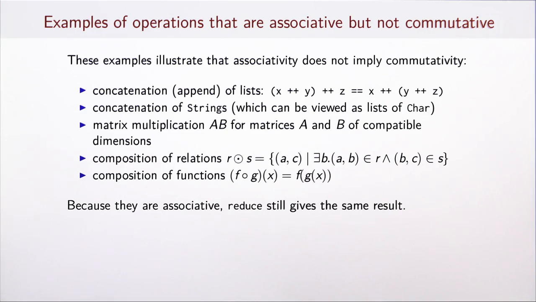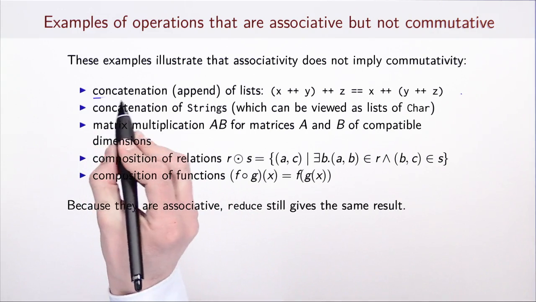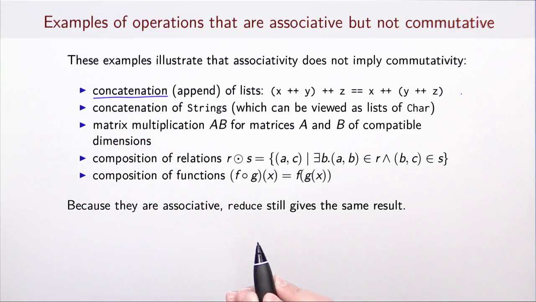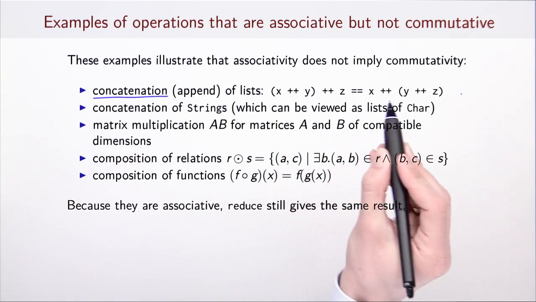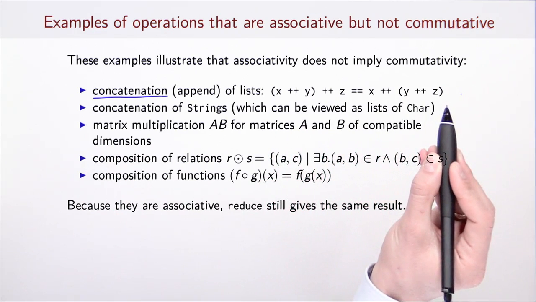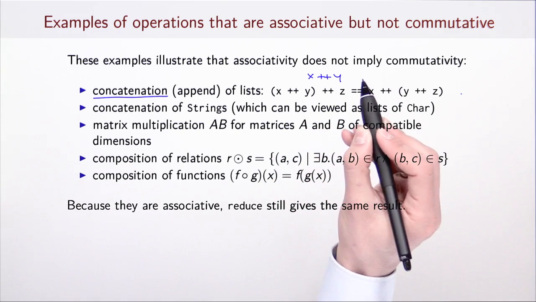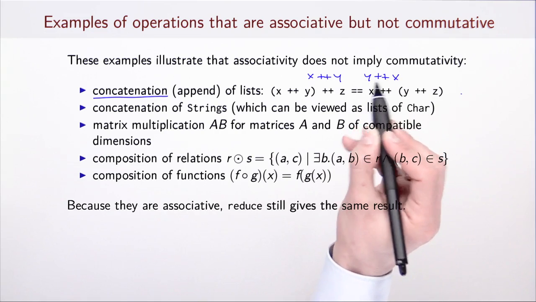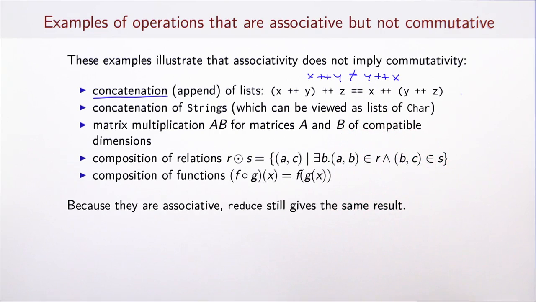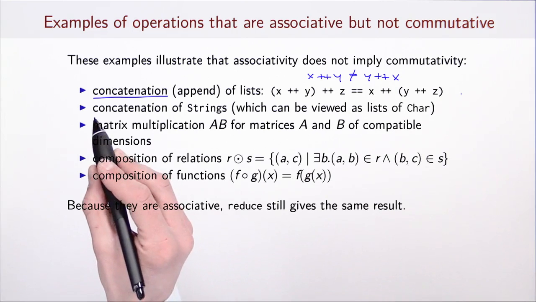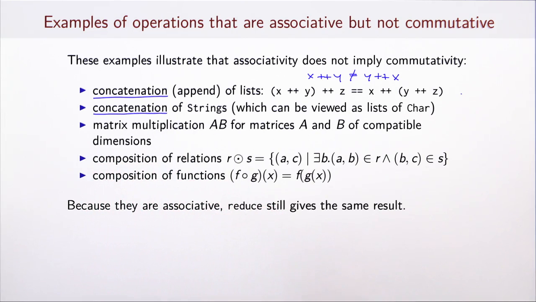In addition to examples of operations that are both associative and commutative, there is a number of operations that are associative but not commutative. A prototypical such operation is concatenation or append of lists. The associativity holds for the append operation, but it is not the same if we compute x concatenated with y or y concatenated with x. These are two distinct lists that happen to have the same length, but the order of elements is not the same. A closely related example is concatenation of strings, which can in fact be viewed to some extent as lists of characters.